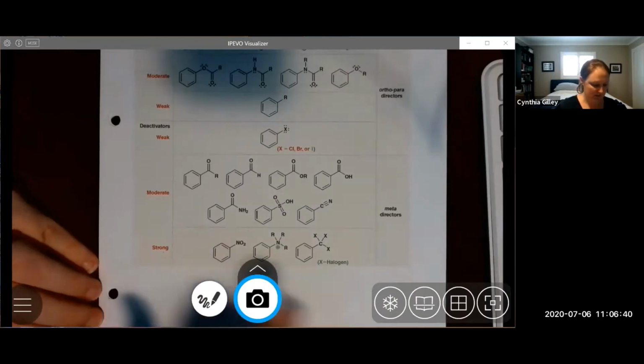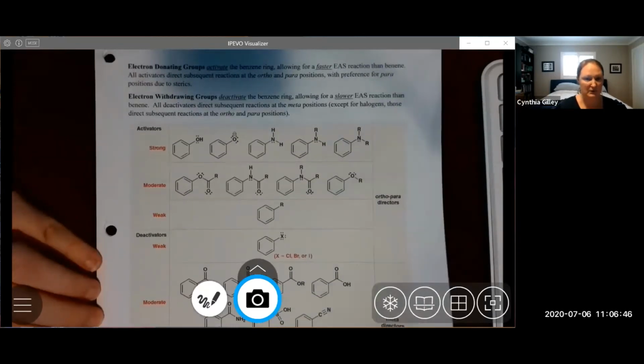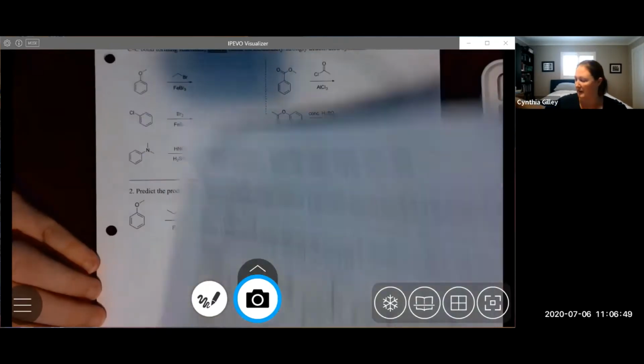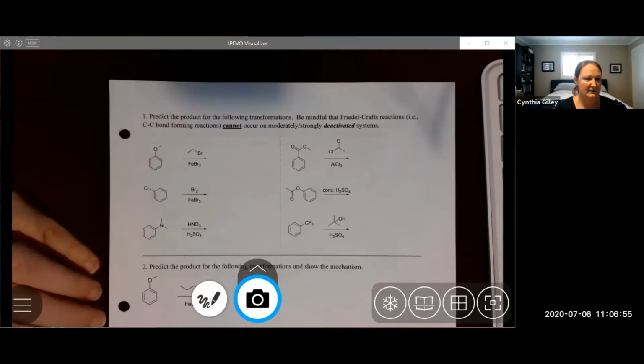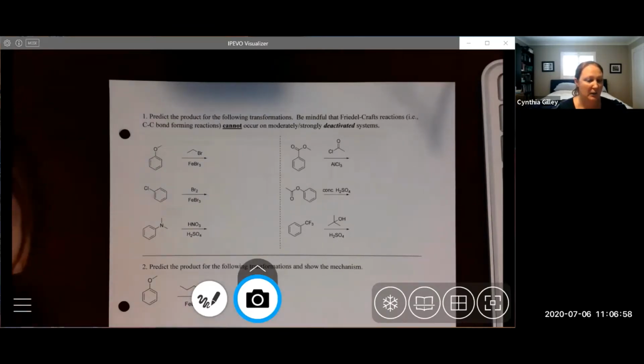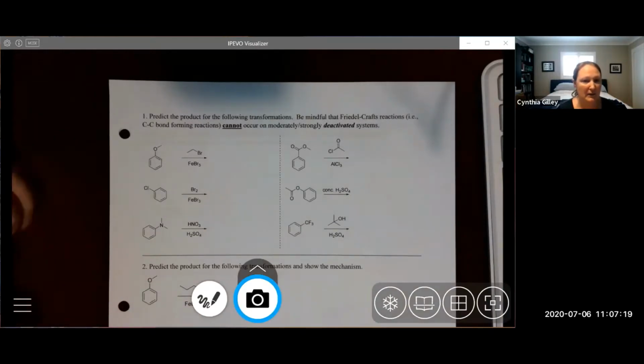Okay, so we want to remember where these fall into the chart. It's going to be important to be able to do predicting the products in the multi-step synthesis chapter. So we are going to be predicting the product where we have a group already attached. We want to know what's the most activated position and place the incoming group in that position. And then just remember that we cannot do any kind of Friedel-Crafts reaction, either alkylation or acylation, with either a moderately or strongly deactivated system.